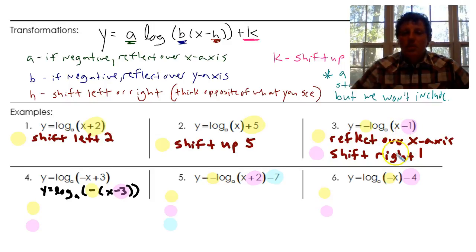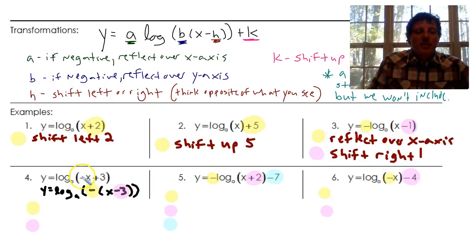Because it's minus, we have to think opposite of what we see, so that's going to be to the right 1. In number 4, we see two transformations. This negative inside is going to impact the function and the plus 3, but we have to be a little careful here, because the shift left or right is not going to be based on what you see here if there's a negative at the front.